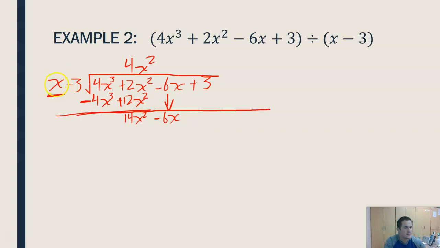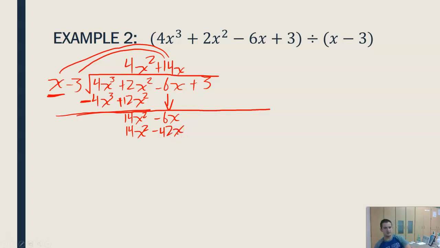So now I need to ask myself next, again, repeating, what times x is equal to 14x squared? Well, that's going to be 14x, because 14x times x is 14x squared. So this is my next step. I'm going to multiply 14x times x and 14x times negative 3. 14x times x is 14x squared. 14x times negative 3 is negative 42x.